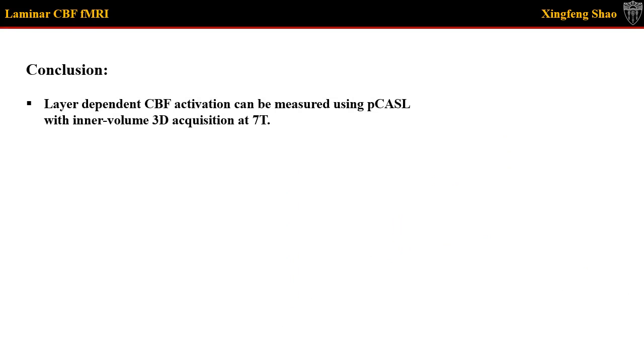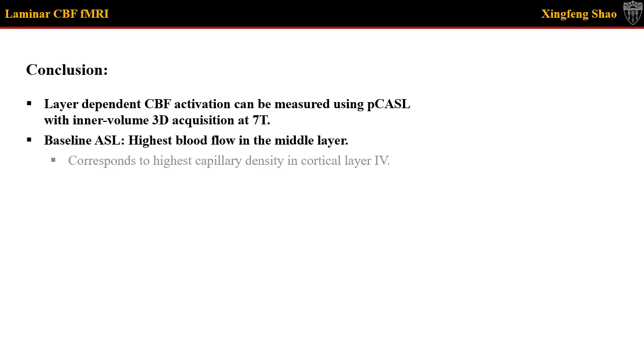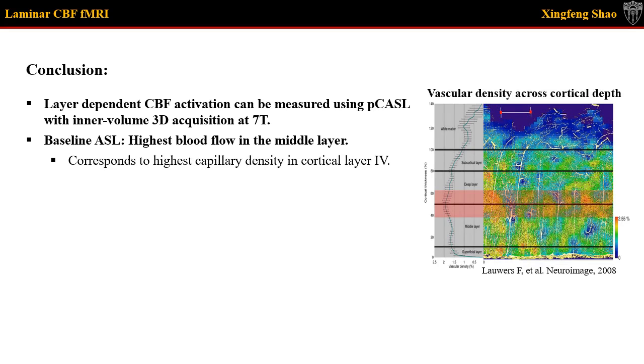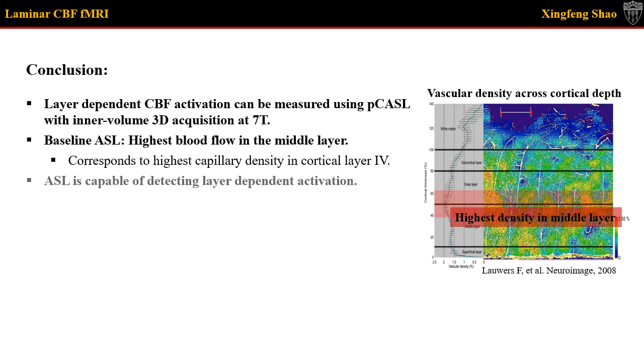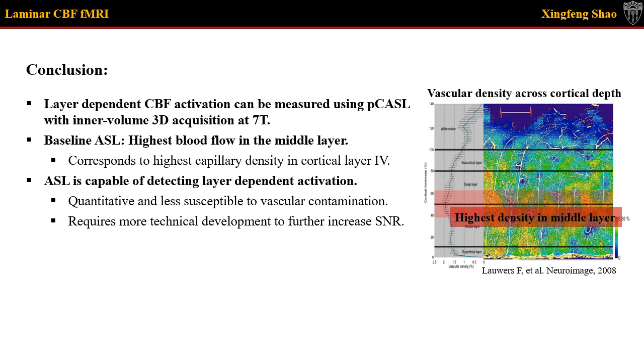So in conclusion, the layer-dependent CBF activation can be measured using Picasso with inner volume excitation at 7 Tesla. For the baseline ASL, we found the highest blood flow in the middle layer, which corresponds to the highest capillary density in cortical layer 4, as we can see here from the optical imaging results. And the ASL is also capable of detecting layer-dependent activation. The benefit of using ASL is that the CBF is quantitative and less susceptible to vascular contamination. However, it requires more technical development to further increase the SNR.